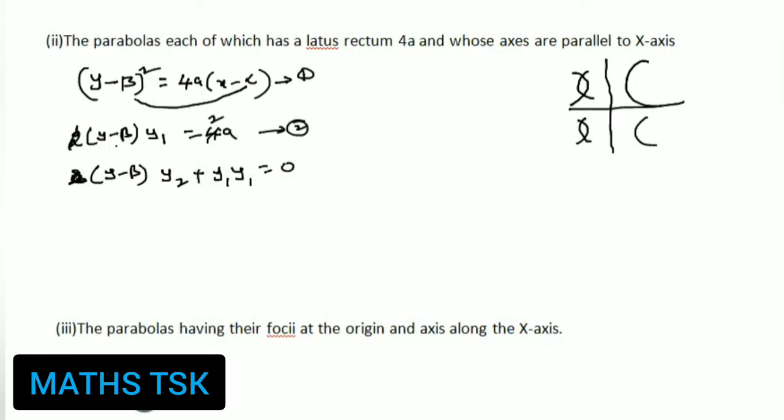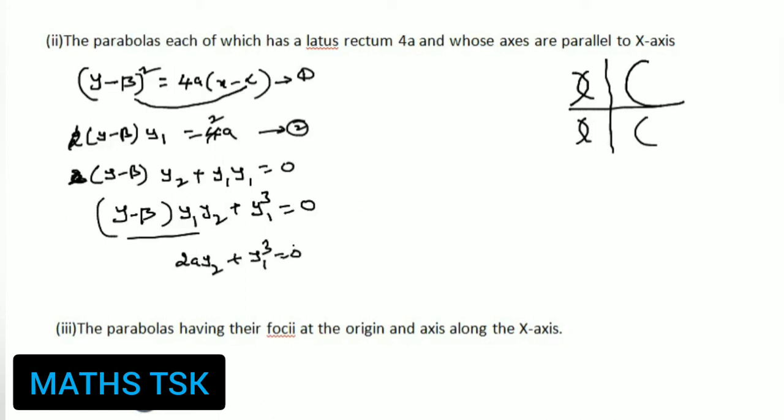Look here, (y minus beta) into y1 is 2a. So I multiply with y1. (y minus beta) into y1 into y2 plus y1 square, again multiplying with y1, so it becomes y1 cube is equal to 0. Since (y minus beta) into y1 is 2a, this becomes 2a into y2 plus y1 cube is equal to 0. This is the differential equation.